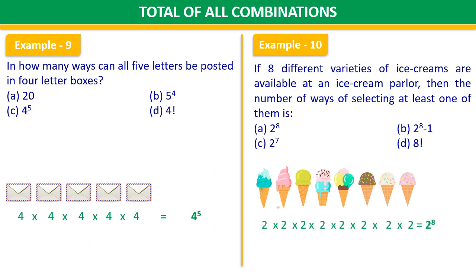Now in this 2 to the power of 8, there is one possibility that we are rejecting all 8 varieties of ice cream. And there is one possibility that we are selecting all 8 varieties of ice cream. Now in the question, it is clearly asked the number of ways of selecting at least one of them. So that one combination where we are rejecting all 8 flavors, that we are subtracting. So the answer will be 2 to the power of 8 minus 1. By doing this, the remaining number of ways are there in which at least one ice cream flavor is selected.